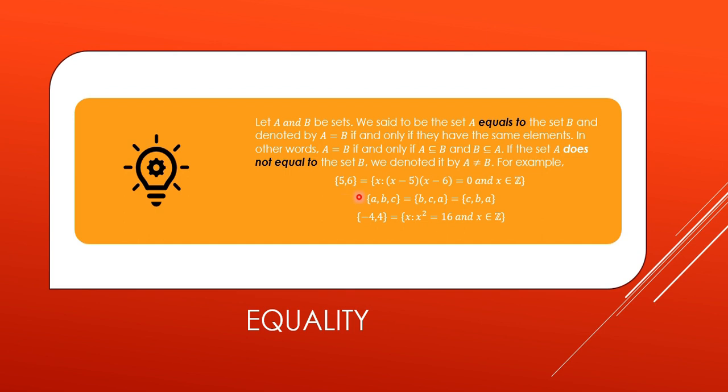For example, the set {5, 6} equals the set of X such that X minus 5 times X minus 6 equals 0 and X belongs to Z. The set {A, B, C} equals {B, B, A} and equals {C, B, A}. The set {minus 4, 4} equals the set of X such that X squared equals 16 and X belongs to Z.